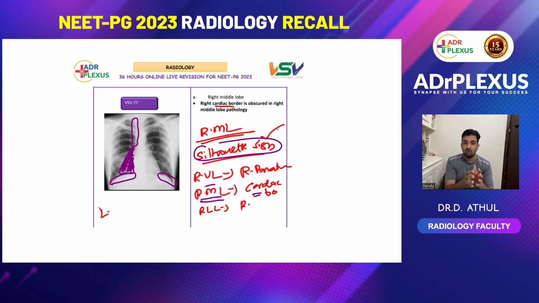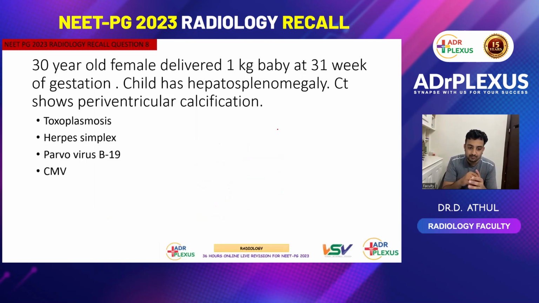So you should be very thorough, because this is a very useful sign that we apply in our day-to-day life. That is why examiners are fond of asking things like this from the Silhouette sign again and again, because we will commonly see these cases of right middle lobe consolidation or right lower lobe consolidation. That is why they are repeating these questions again and again. I hope that is clear.